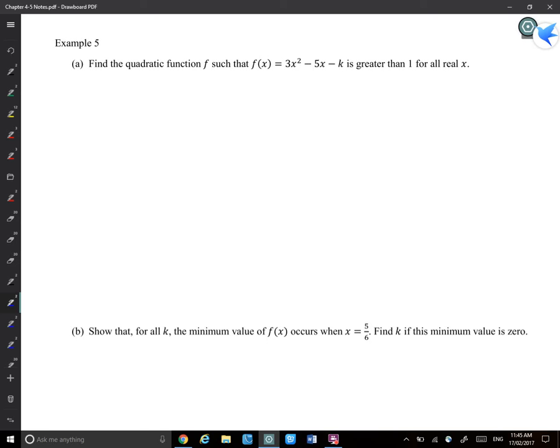Okay? So now the thing is to find the turning point. How can we find the turning point for this graph? What's the method to find the turning point?